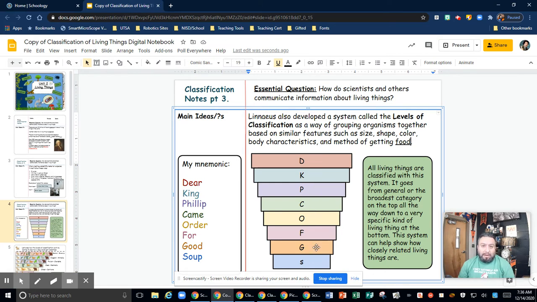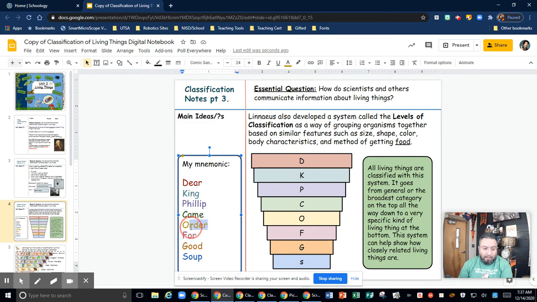So it was DKPCOFGS. Now, if you remember, D is domain, right? We had three domains. And then we went to kingdom, then phylum, then class, then order, then family, then genus, then species. The way you can remember that is this mnemonic device over here. Dear King Philip came over for good soup. Okay? Dear King Philip came over for good soup. That's it. That's how you can remember it.